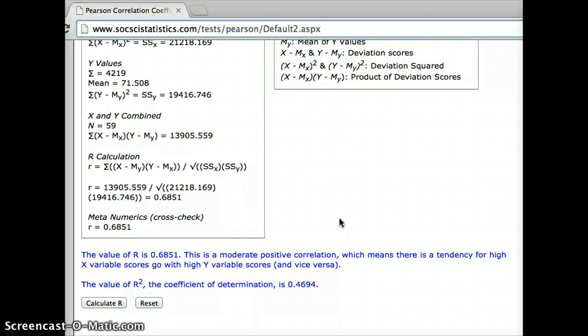What I want you to be able to do is look at the graphs, maybe make an estimate of what you think the correlation would be, as well as use technology to compute the correlation. And that will end this lesson.